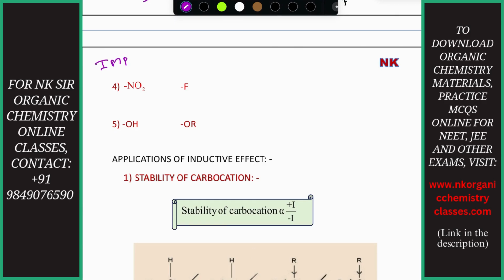Guys, this is one important question where many students will get confused. So tell me, in NO2, nitrogen is bonded to more electronegative oxygens. Then what happens? The electrons will move towards oxygen. Then some sort of positive charge is there on nitrogen. But on fluorine, such a positive charge is not there. It is neutral. Therefore, minus I power of a cation is greater than that of a neutral species. Therefore, NO2 is having more minus I power than fluorine.